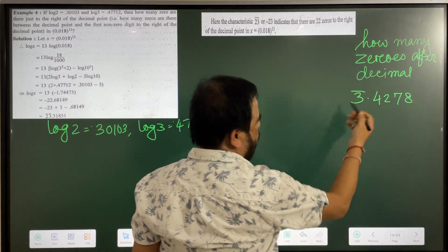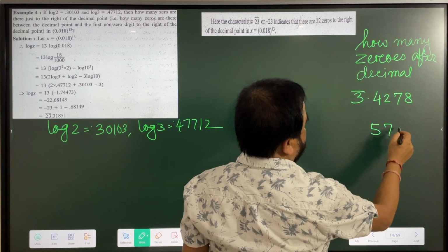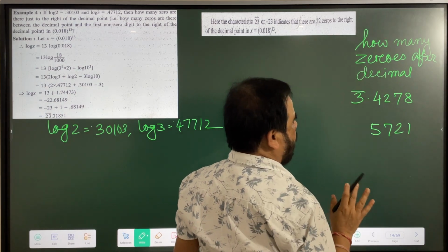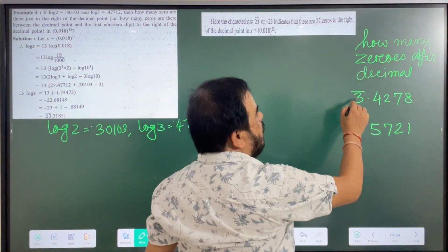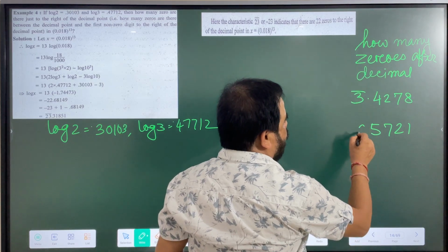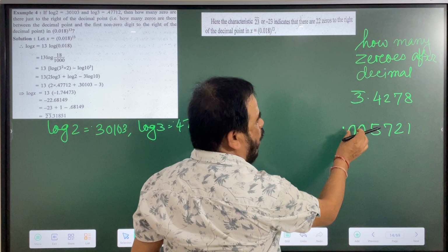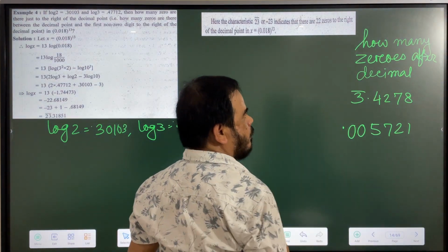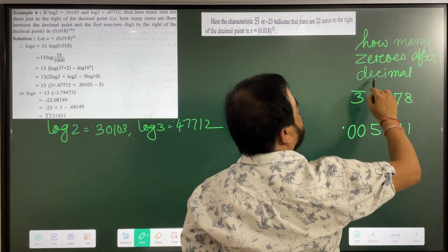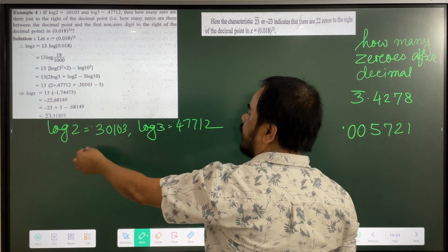0.4278. So we find it in the antilog table, whatever we have used. Suppose we have got 5, 7, 2, 1. Now 3 bar was there, so we will put only 2 zeros after the decimal. How many zeros after the decimal? 2 zeros. Why? Because there is 3 bar.